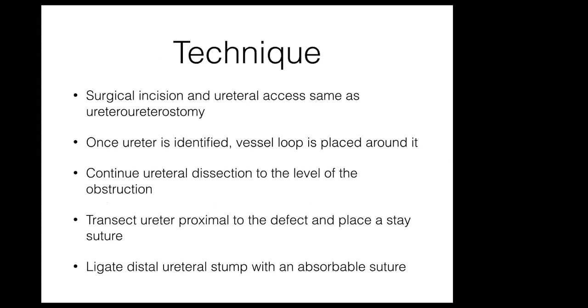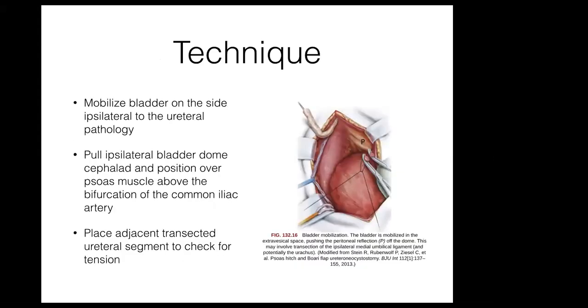Surgical incision and ureteral access is essentially the same as your ureteroneocystostomy. Once you have identified the ureter, you place a vessel loop around your ureter. You continue your dissection to the level of your obstruction, and you transect the ureter proximal to the defect and place a stay suture. You then ligate the distal ureteral stump with an absorbable suture.